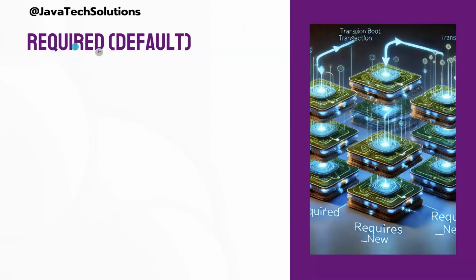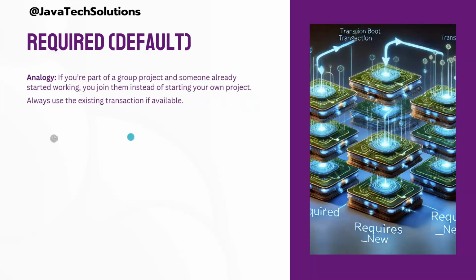So the first one is required. This is the default one, right? As I said, it is the default propagation type in Spring transaction management. It ensures that the transactional method always executes within a transaction, either by joining an existing one or starting a new transaction if none exists.